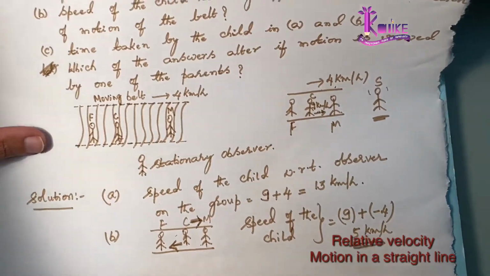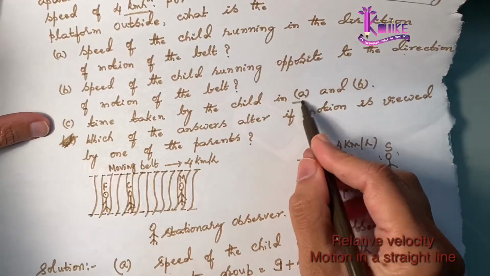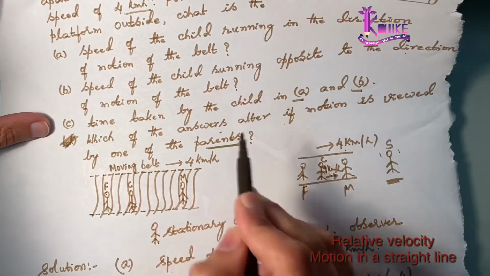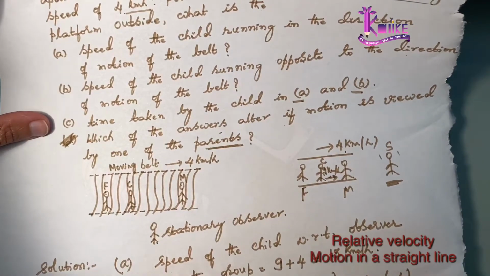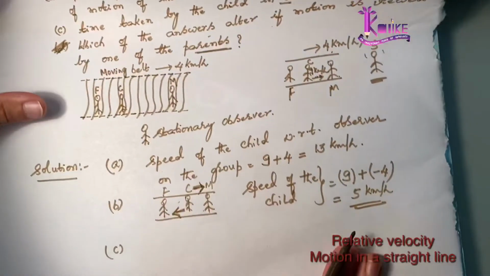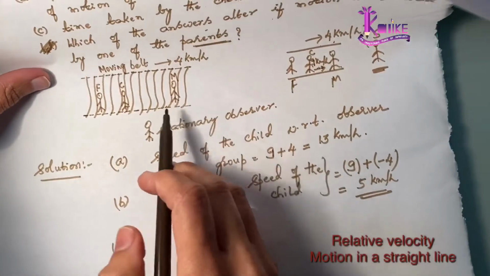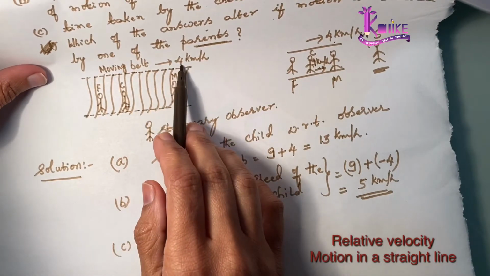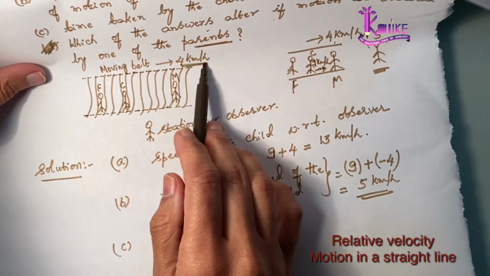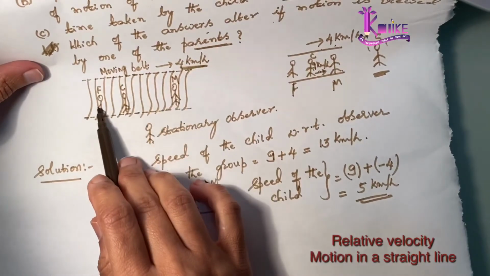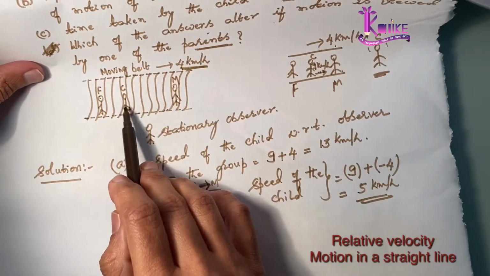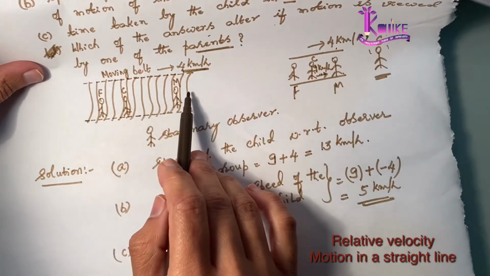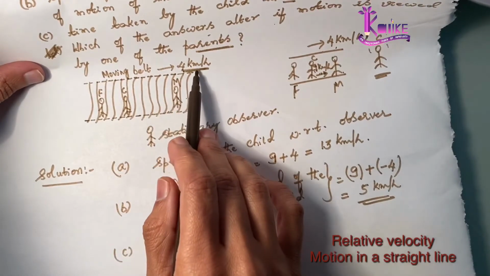So the next question: time taken by the child in A and B, which of these answers alter if the motion is viewed by one of the parents? So you have to calculate the time taken by the child to move on the belt as seen by the parents actually. In this case, the child, the father and the mother all are in motion on a moving belt which is moving with a speed of 4 km per hour, right? So according to the father or according to the mother, the child would still run with a speed of only 9 km per hour because they're all in a frame that is moving with a speed of 4 km per hour.